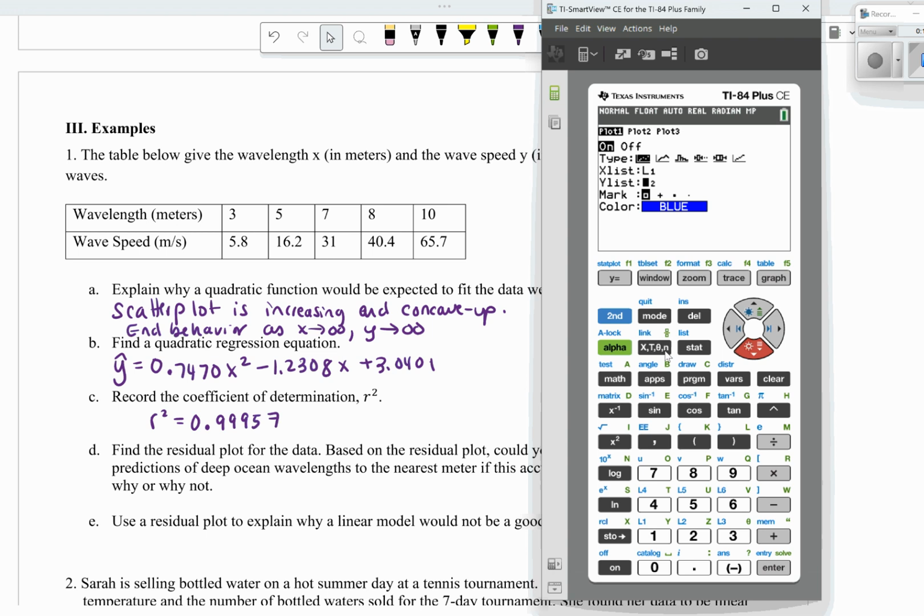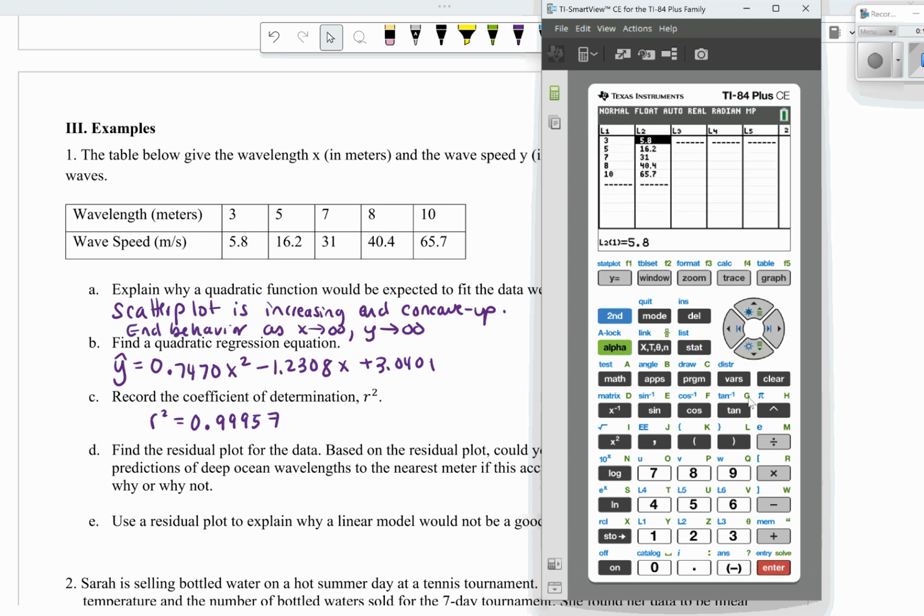You know what? Actually, let's do it a different way. Just to show you another way to do this, you could go to stat, enter on edit, and you could actually see what the residuals are by putting it in list 3 instead. So if you go to second stat and number 7 and enter, notice it puts the actual residuals in here for you. So if you ever had to calculate them, that's an easy way to do it.